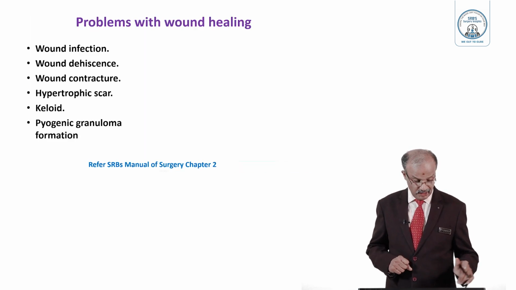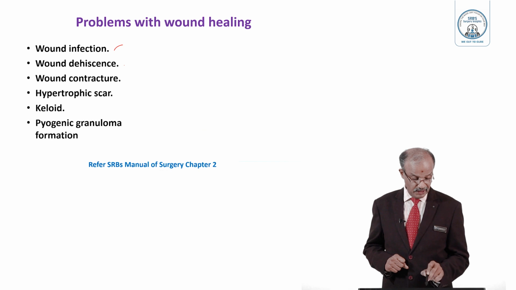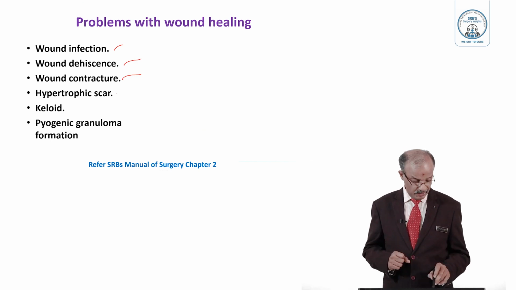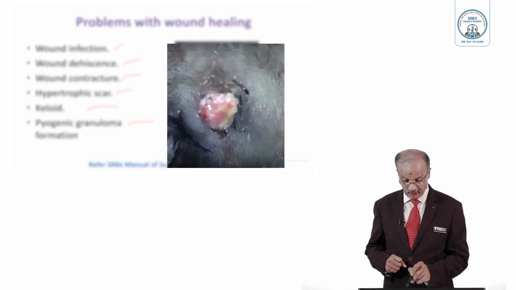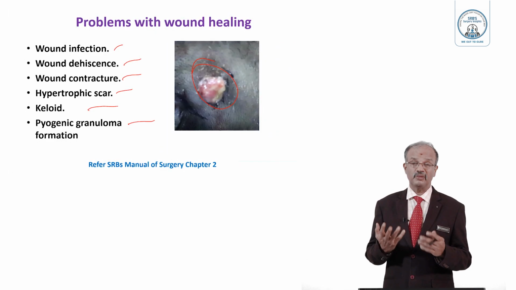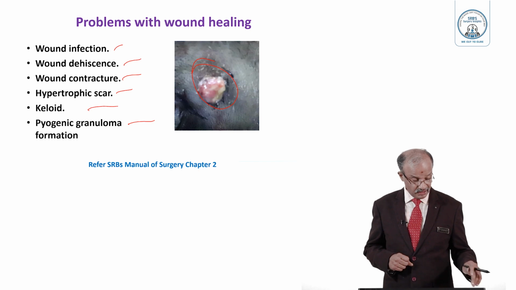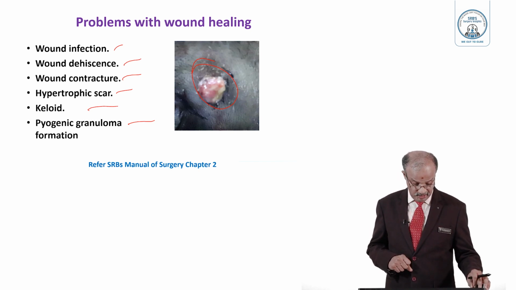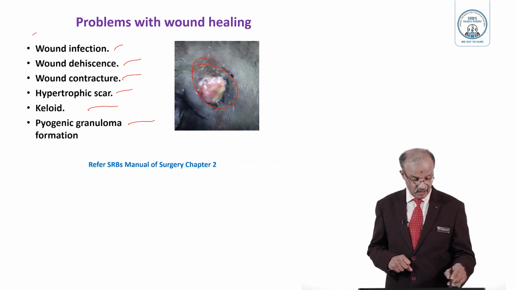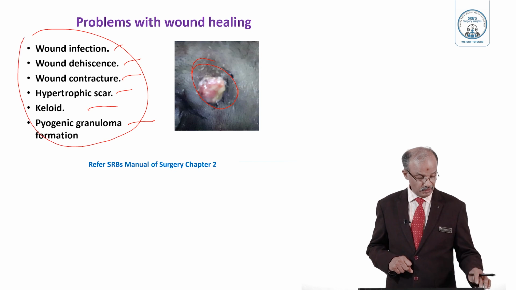And problems with wound healing are wound infection, dehiscence, wound contractures, which are very difficult to manage. Hypertrophic scar, keloid, I already told, and pyogenic granuloma formation. This is exactly how it looks. It is exuberant. Pyogenic granuloma is a swelling that bleeds easily. It requires excision, and you have to take a biopsy also. So these are the problems with wound healing, a very commonly asked short note or MCQ, remember.